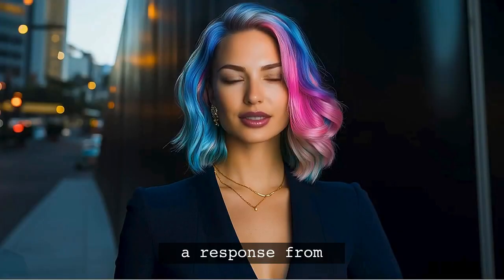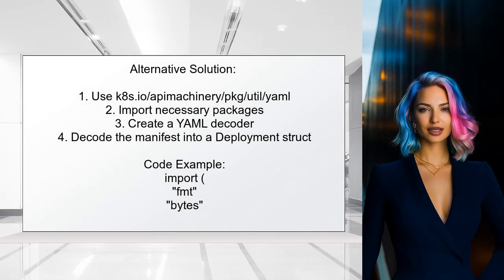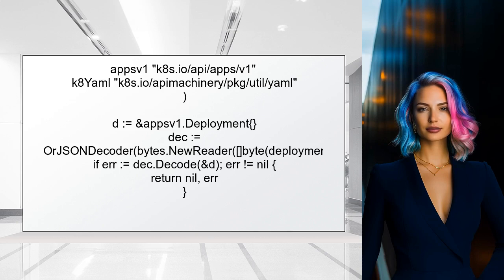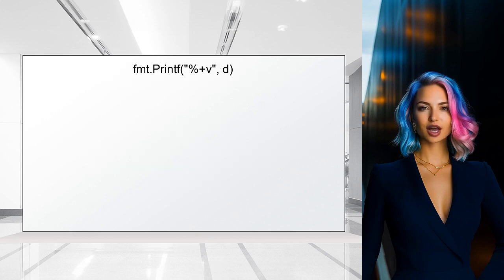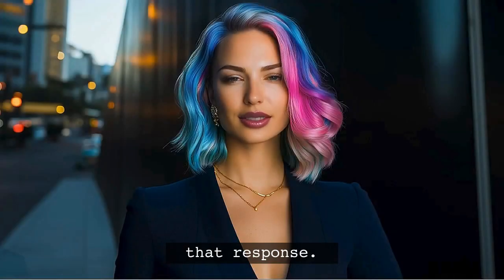Now, let's see a response from a different user. An alternative approach shared by another user involves using the Kubernetes API machinery's YAML utility to decode deployment and service manifests. They suggest importing the necessary packages and creating a new YAML decoder. This decoder reads the manifest and decodes it into a deployment struct. That's all for that response.